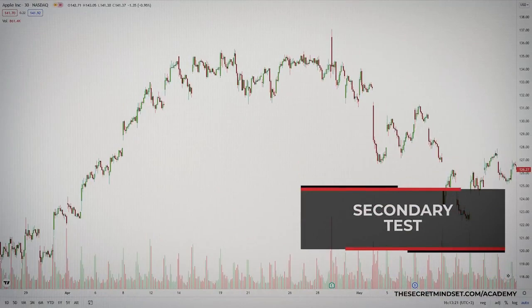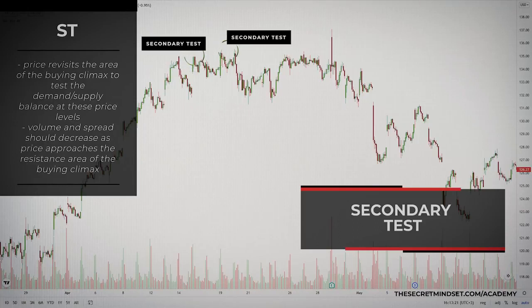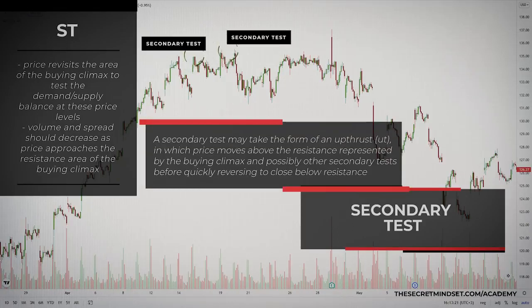Then we have the secondary test, in which price revisits the area of the buying climax to test the demand-supply balance at these price levels. For a top to be confirmed, supply must outweigh demand. Volume and spread should thus decrease as price approaches the resistance area of the buying climax. A secondary test may take the form of an upthrust, in which price moves above the resistance represented by the buying climax, and possibly other secondary tests, before quickly reversing to close below resistance. After an upthrust, price often tests the lower boundary of the trading range.